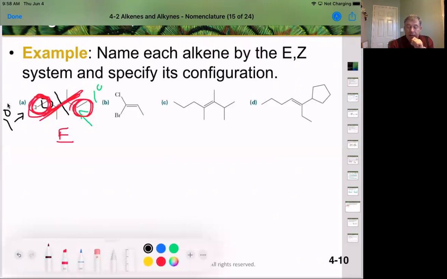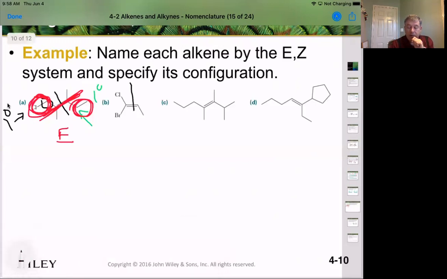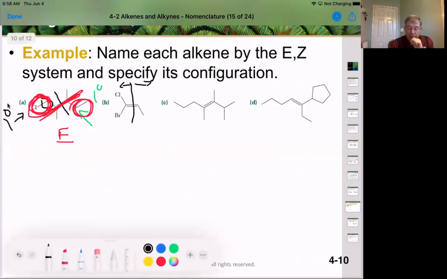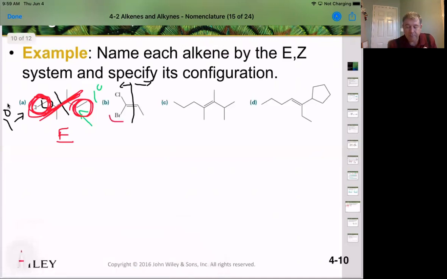Again, we're going to look at which is the highest priority on either side of this line first, okay? When we look at this side here, we have chlorine, which has an atomic weight of 35, and this has an atomic weight of 80. I forgot the exact atomic numbers, but that makes bromine our highest atomic number, and therefore it has priority on that side of the double bond, okay?